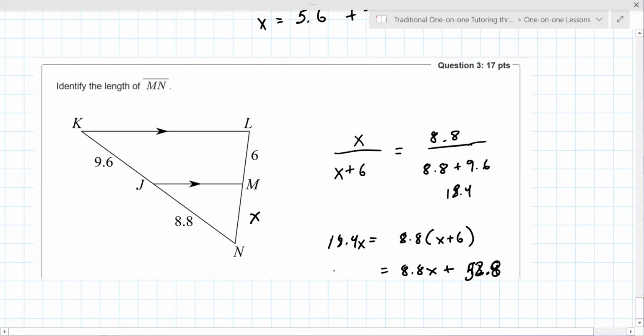52.8. Okay, and you got 18.4x over here. Mm-hmm. Okay, so then you subtract. Yep. I have the answer, but I just want to make sure. What's your answer? 5.5. Okay, I agree. Excellent.